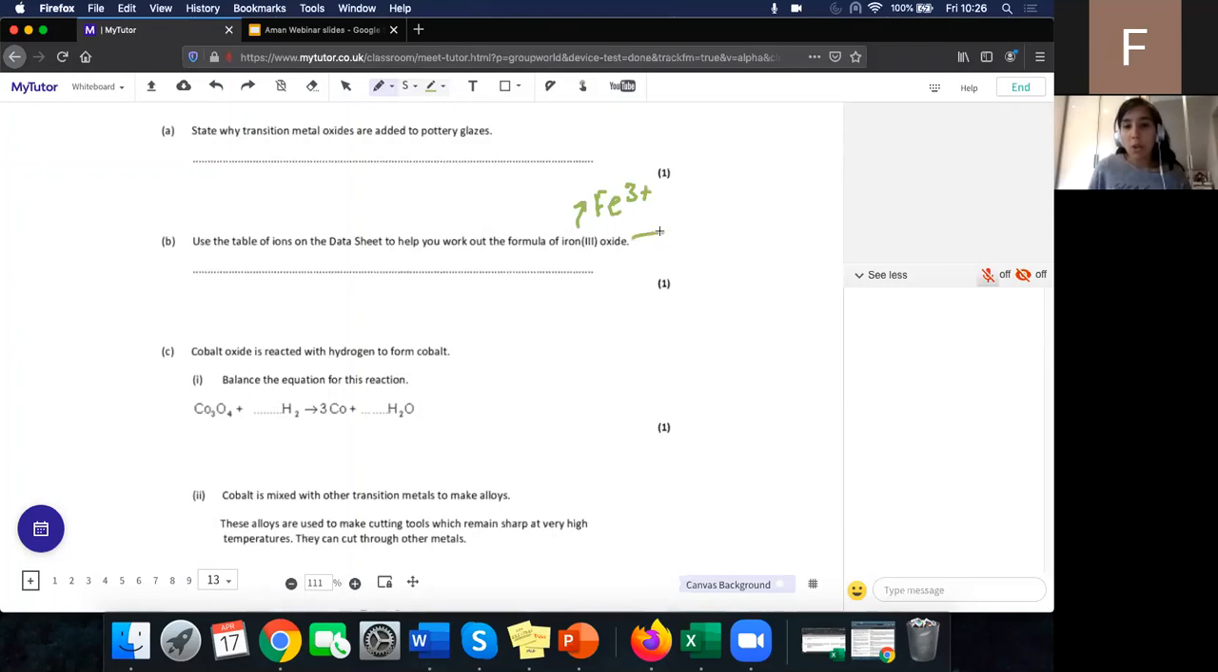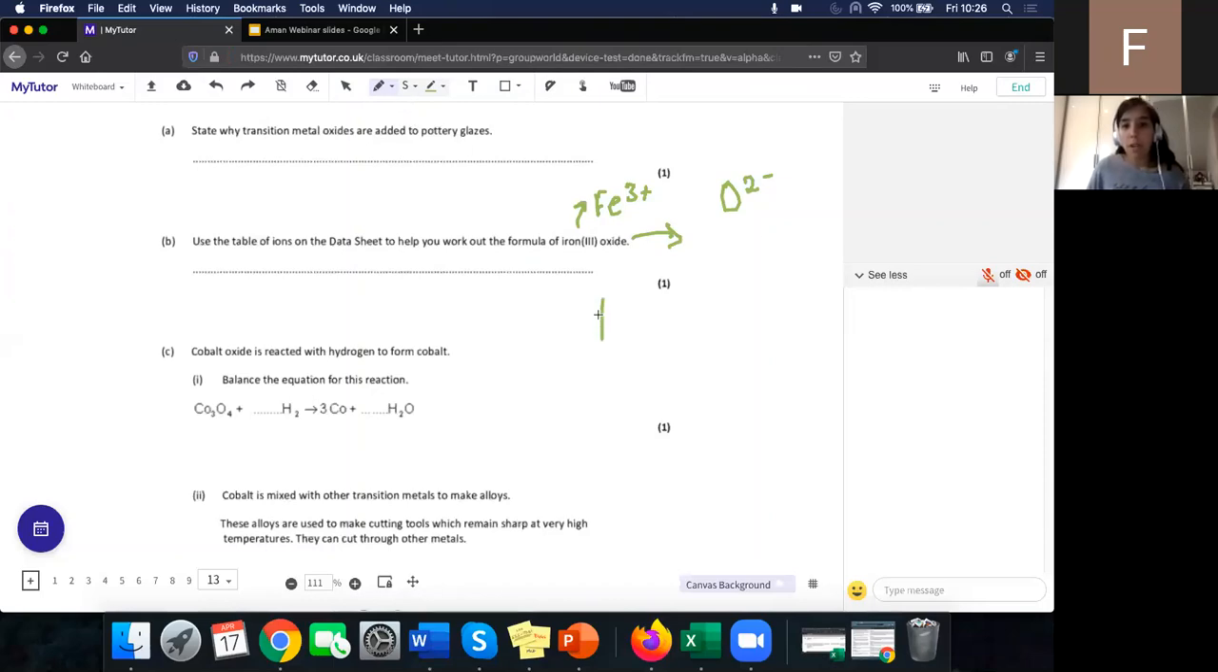Does anyone know oxide? What ion does that form? So that's oxygen. What ion of oxygen is there? Excellent, O2 minus. Okay, so how do we combine those then? So we've got Fe3+ and O2 minus, and we want to form a chemical formula for those. How does that combine? Fe2O3. Excellent, very well done, everyone.